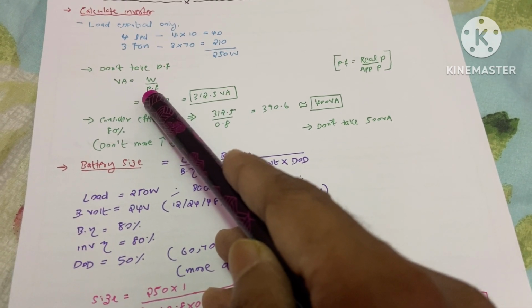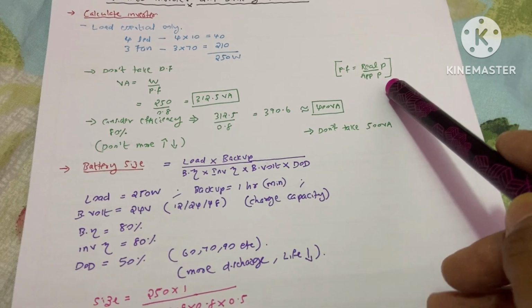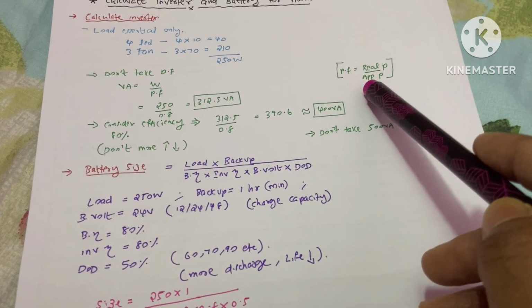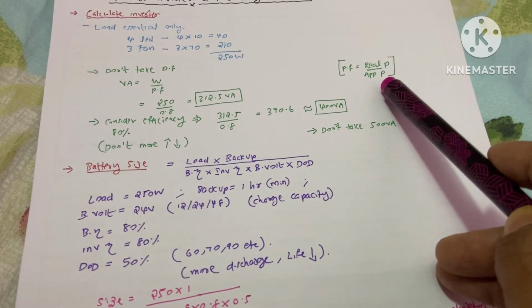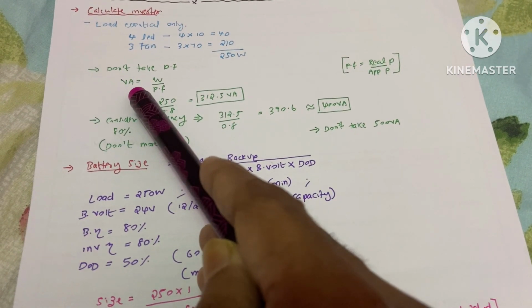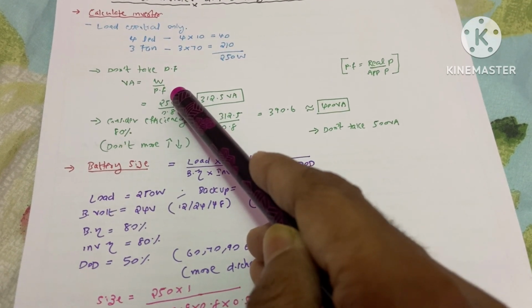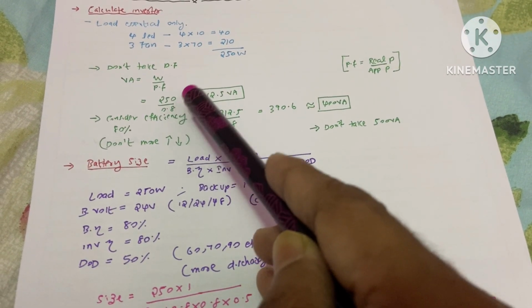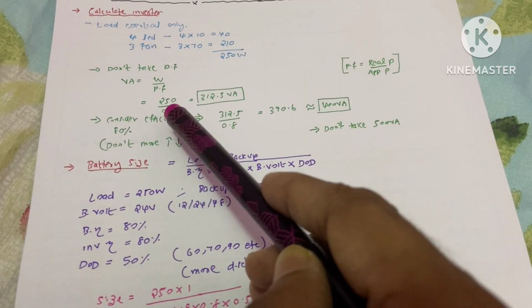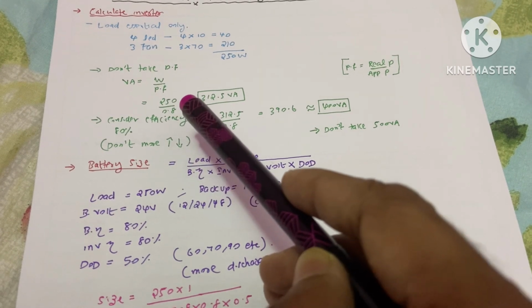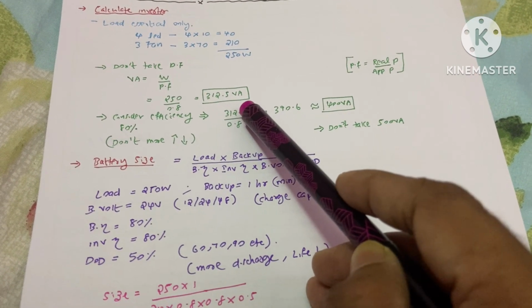Okay, so for that, first we consider our main power factor equation, that is, power factor is real power by apparent power. From here, the apparent power, that is the VA, is watt by power factor, that means real power by power factor. Our real power is 250 watts divided by power factor 0.8. Normally we would consider 0.8. So the VA is 312.5.